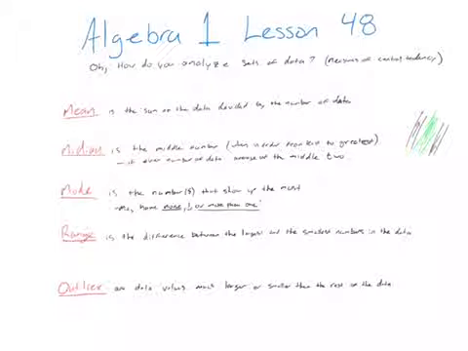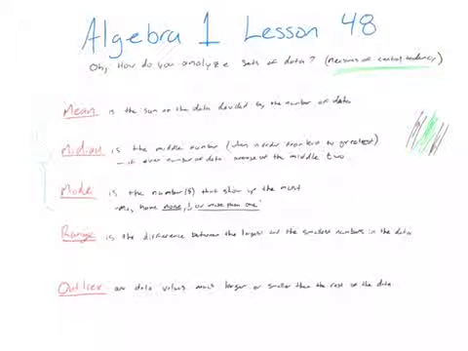These 3 together are what we call measures of central tendency. Measures of central tendency because they measure things in the middle. It's a way to gain information about the whole set of data by looking at a single number.